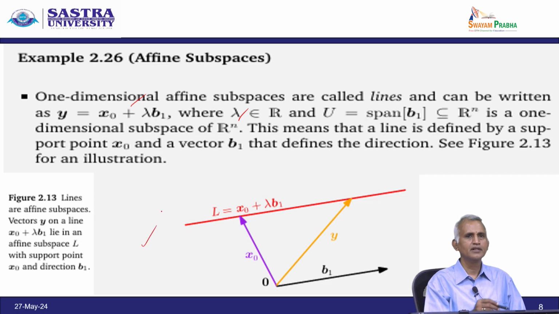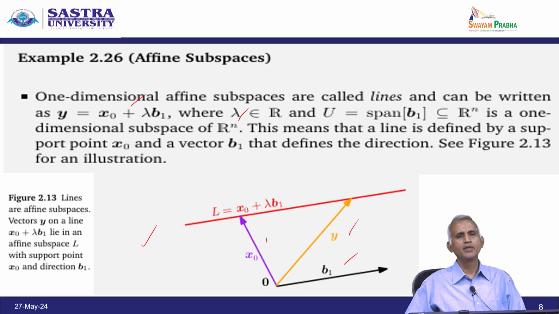So, b1 is the corresponding direction vector, x naught is the support point, and combined together I have a vector y. So, joined together we have L equal to x naught plus lambda times b1. This is called a line or affine subspace. Vectors y on the line x naught plus lambda b1 lie in an affine subspace L with the support point x naught and direction b1.